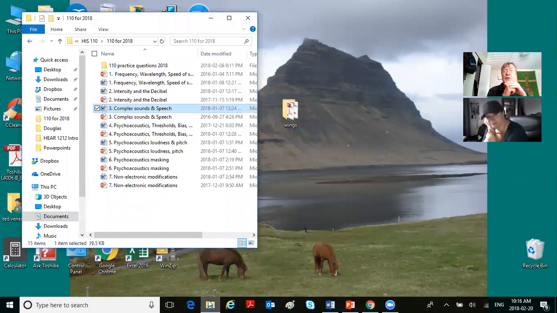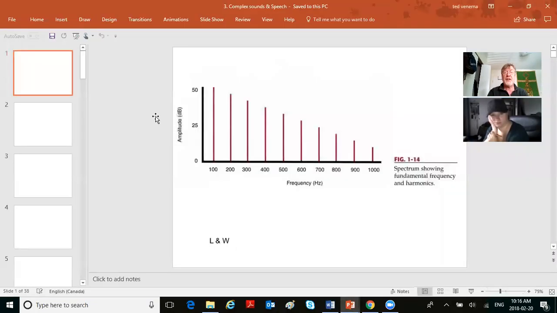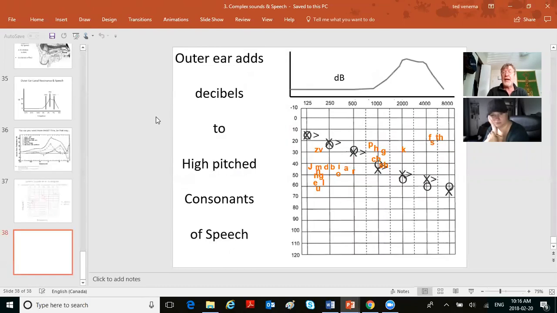Now, do you see what's on my screen here? We've covered frequency, wavelength, speed of sound. You've had your PowerPoint and your notes. We've covered intensity and the decibel, notes and PowerPoint, and now we move into complex sounds and speech. Let's talk about complex sounds and speech. And I'll pull up this picture right here, and we'll start way at the very end, the last slide, because we'll spend 2 to 3 weeks on this unit. But I'm deliberately carrying on from where I left off in Unit 2.